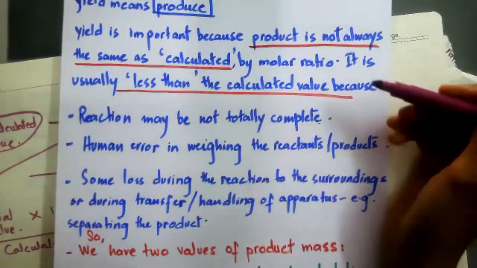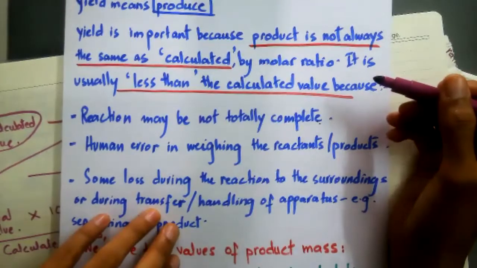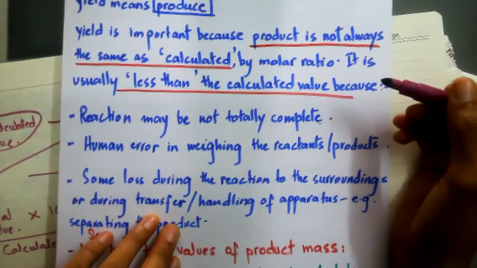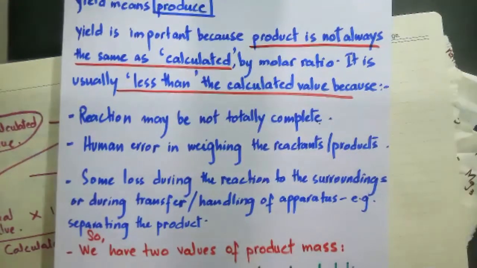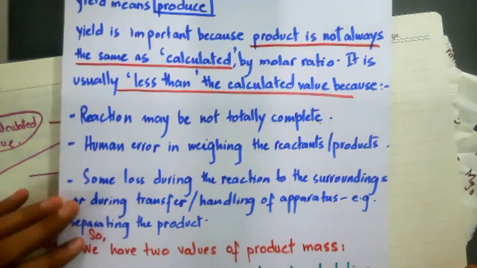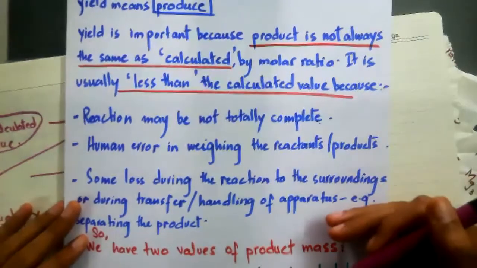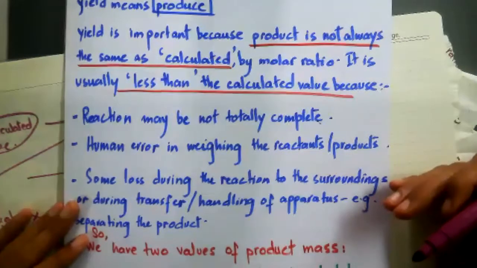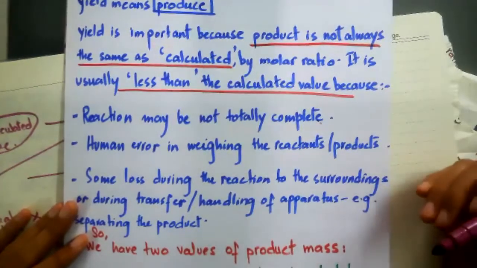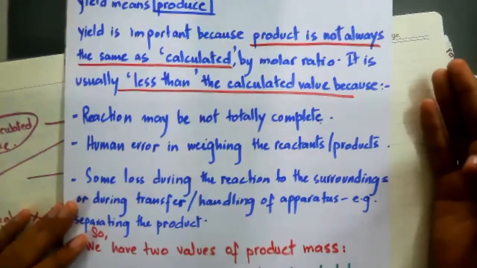Can the product be more than the ideal value? Can the actual value be more than the ideal value? Yes or no, Sundus? No. The actual value cannot be more than the ideal value. It can always be less, because no matter is being added, but matter can be lost to the surroundings.